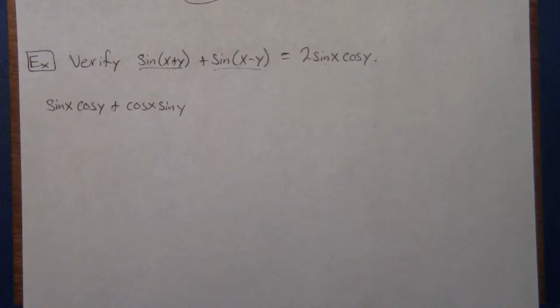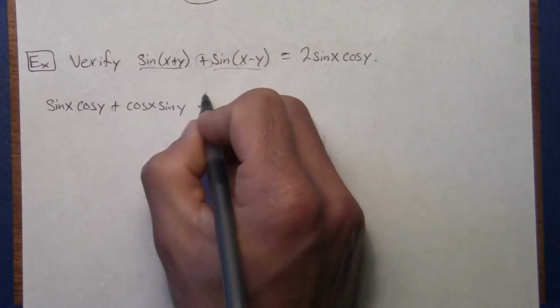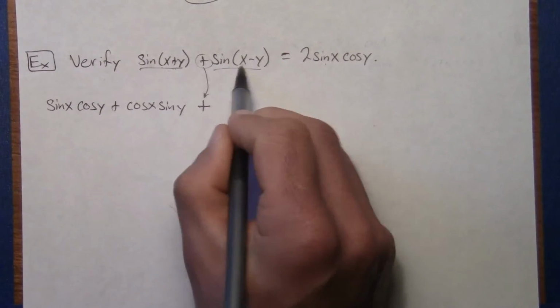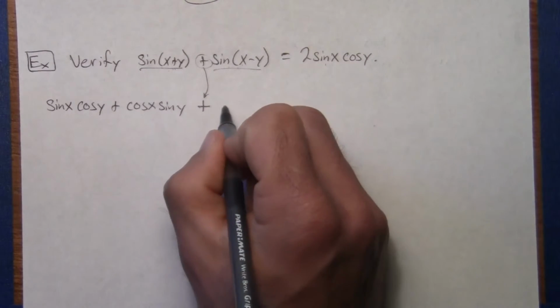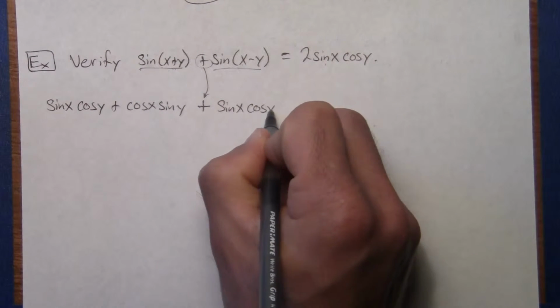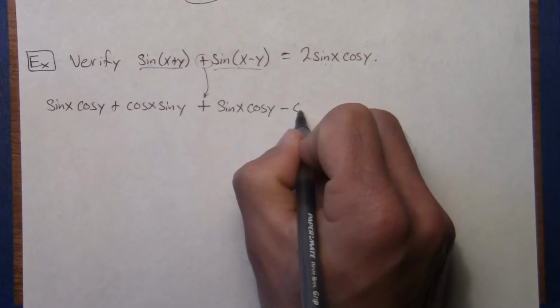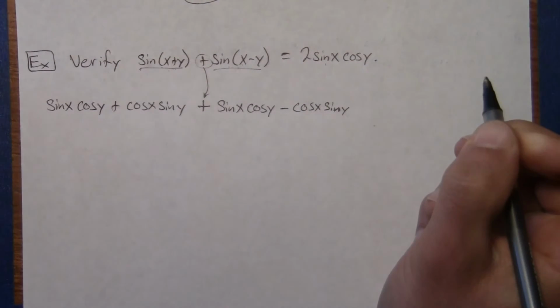So just write off the identities that we had. Plus, this plus. Now I need to expand this one out. And again, if I look at my identities, this is going to end up being the sine of x times the cosine of y minus the cosine of x times the sine of y. So make sure that you do get the right identities.